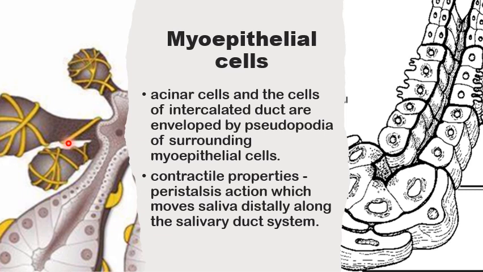They can also surround the intercalated part of the duct system, as you can see. Its function is essential to propel the formed initial saliva from the acinus into the ductal system. And if this cell, the myoepithelial cell, is defective, you could have accumulation of saliva inside the acinus and various disorders.